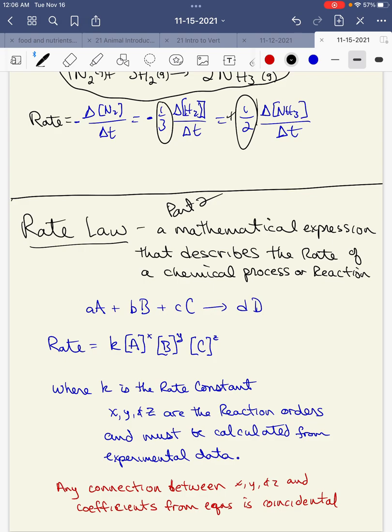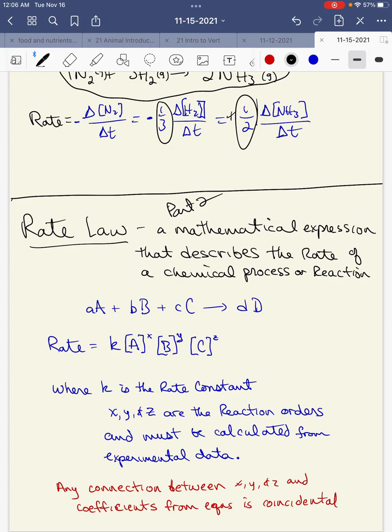And we're talking about rate laws, which are mathematical expressions that describe the rate of a chemical process or chemical reaction. If we have a reaction given here in blue, lowercase a plus lowercase b plus lowercase c yields lowercase d, we're going to write the rate equation. This is for concentration changing over time. Rate equals K, A concentration to the X, B concentration to the Y, C concentration to the Z. And K is a constant.